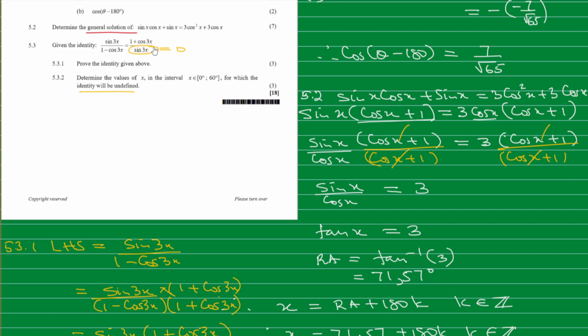So you can equate sine 3x to 0, or 1 minus cos 3x equal to 0. We can take sine 3x being equal to 0. That one is the easy way. Whenever you see this question, determine the value of x for which the identity is undefined, it means your denominator should be 0. Here our denominator is sine 3x. When it is 0, whatever number we get on top divided by 0 will be undefined.